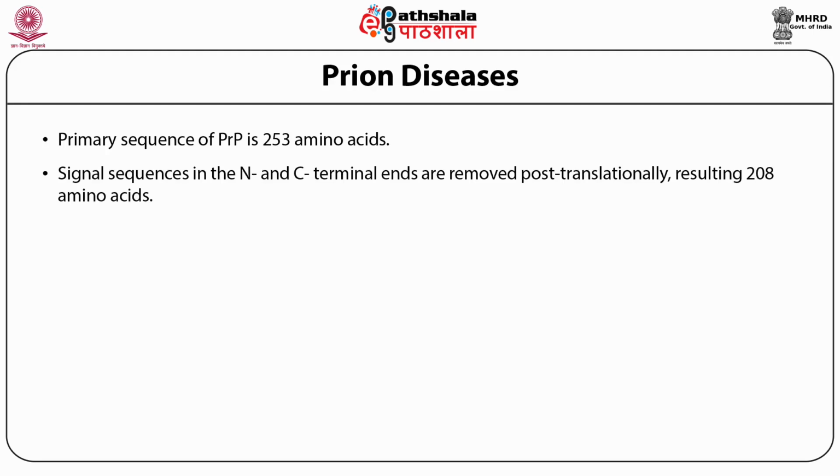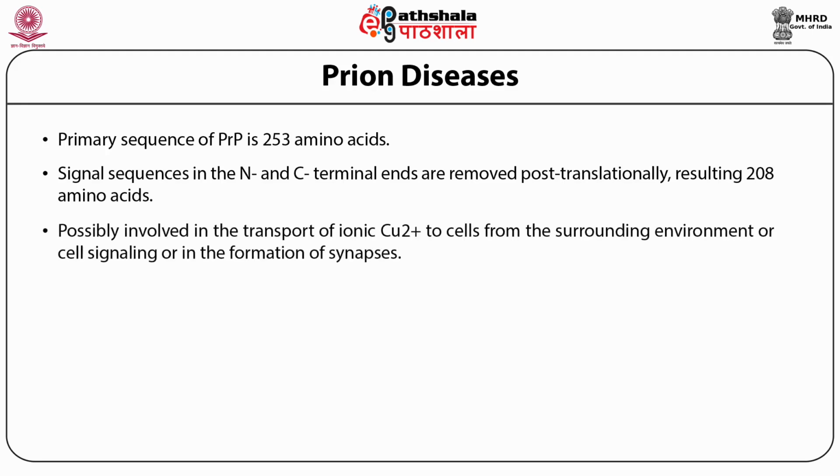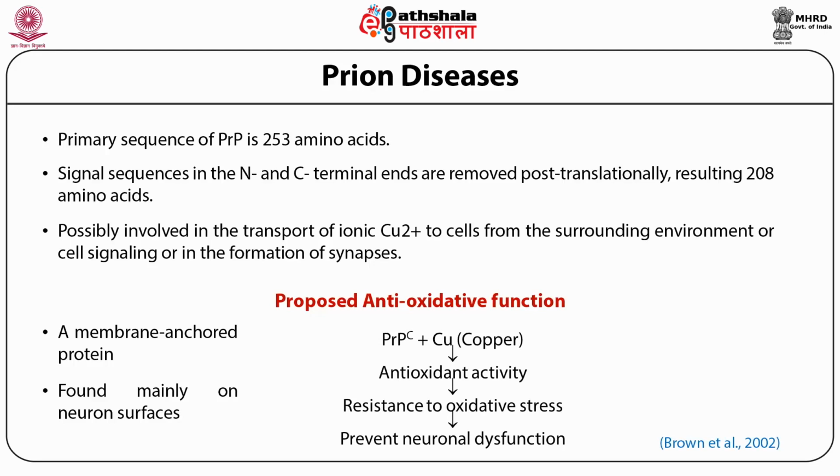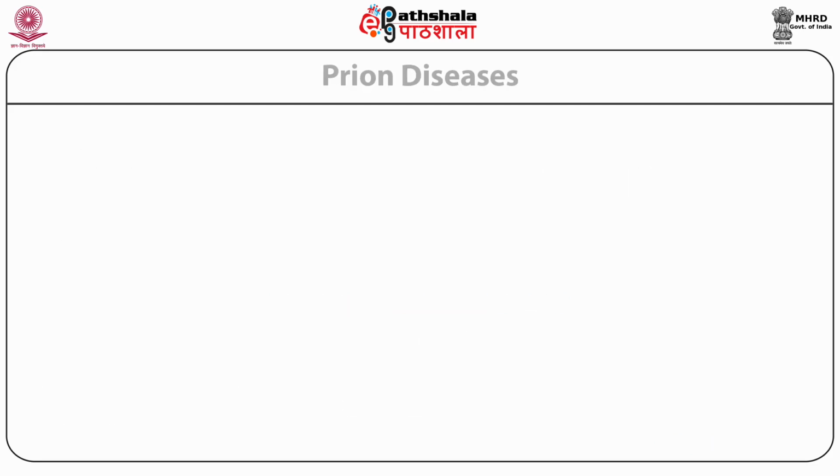So here I explain one of the possible functions, which seems to be the transport of ionic copper to the cells from the surrounding environment, or cell signaling, or the formation of synapses. This is a membrane-anchored protein found mainly on neuron surfaces. The proposed antioxidative function is that this prion protein binds to copper and has antioxidant activity, which is resistant to oxidative stress and prevents neuronal dysfunction. This is the most expected function of this protein.